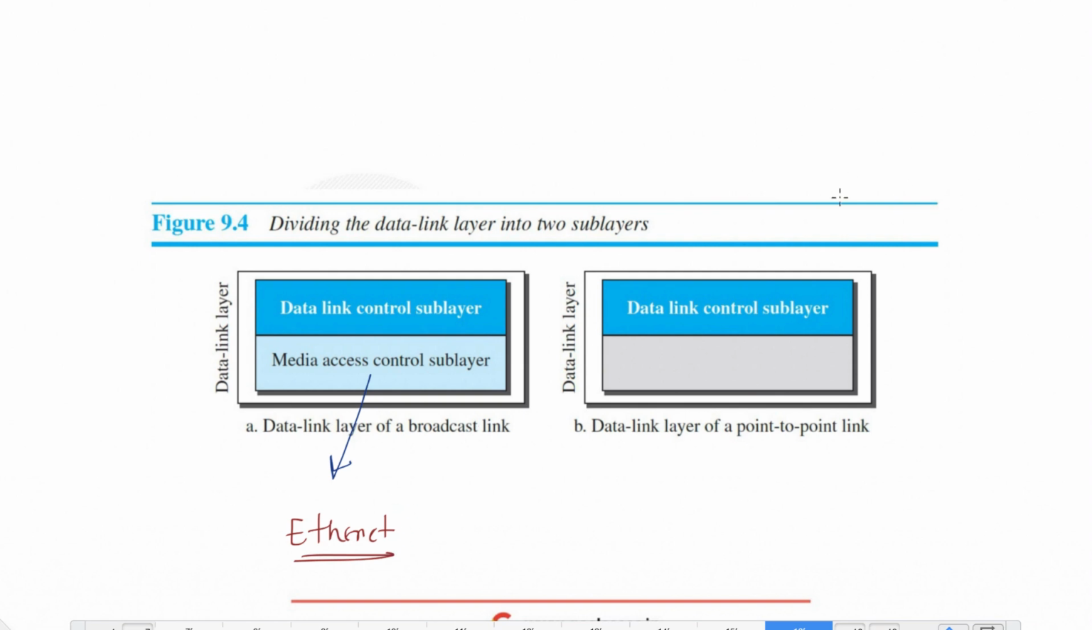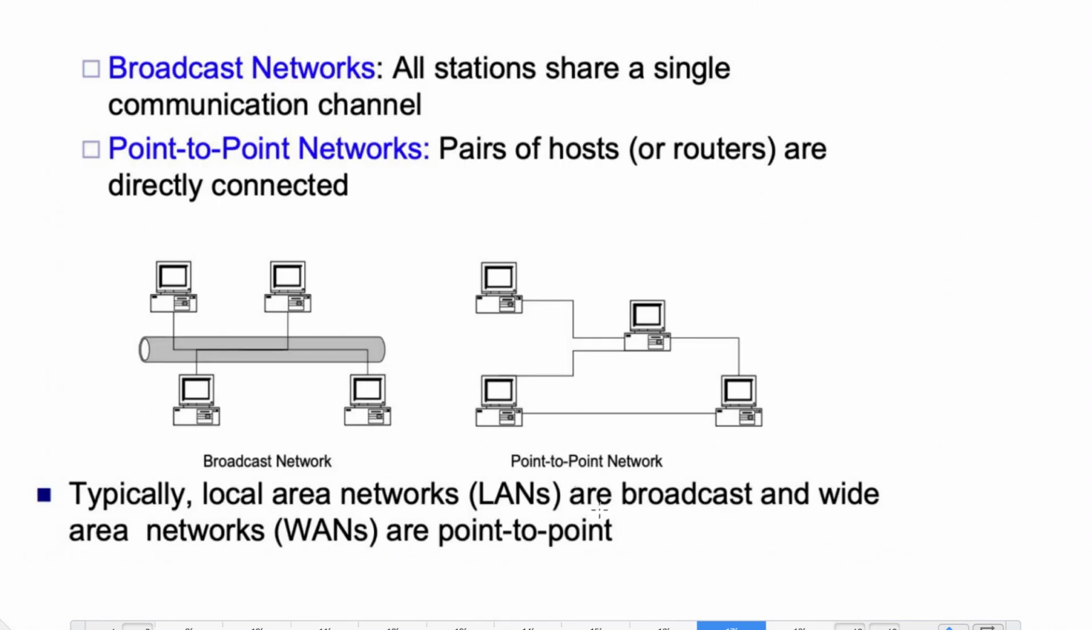And if it is point to point, then we use HDLC or PPP as a protocol. Now HDLC uses bit stuffing, PPP uses byte stuffing, and Ethernet uses the length field. So in the broadcast domain, we use Ethernet. In point-to-point networks, we use HDLC or PPP as a protocol.